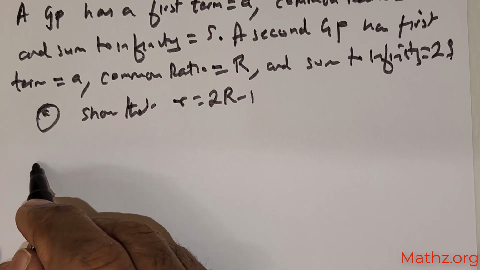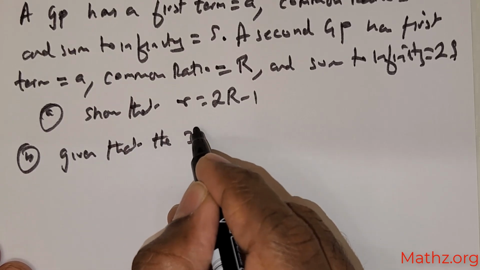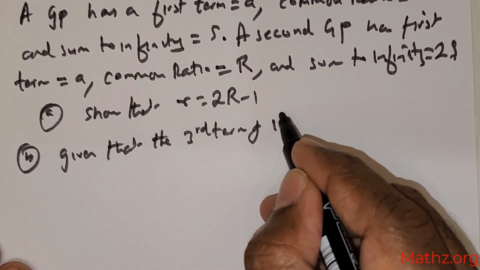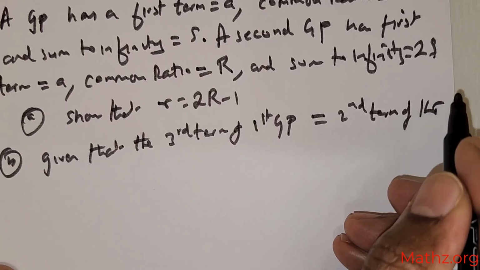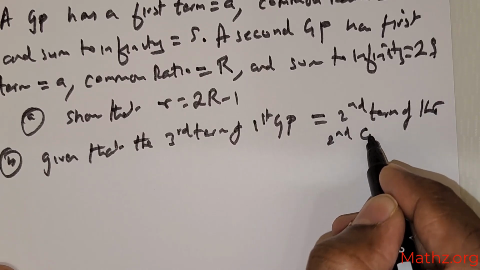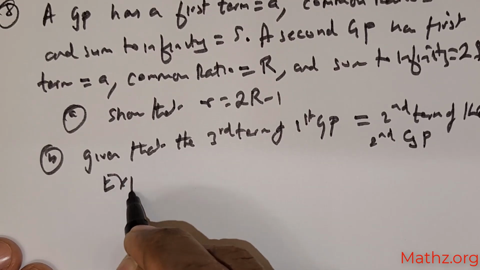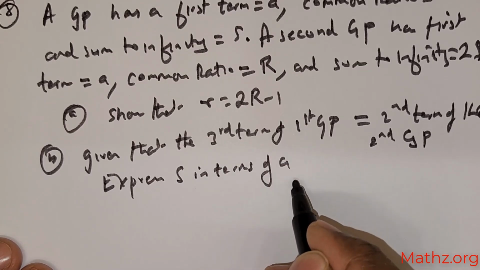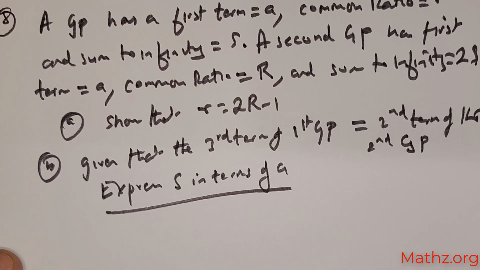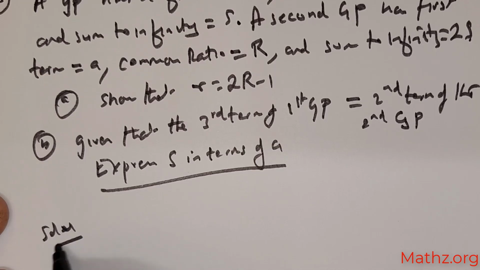and for the second part B, given that the third term of the first GP is equal to the second term of the second GP, what are we to do? We have to express s in terms of a. That's for the second part. Okay, so let's do the first part, solution.